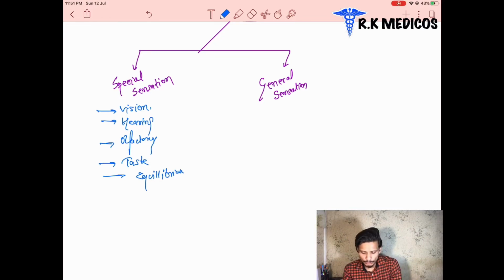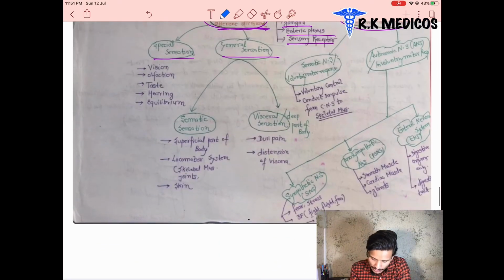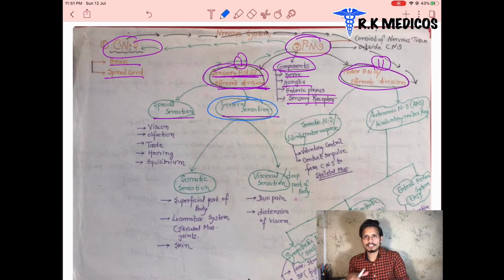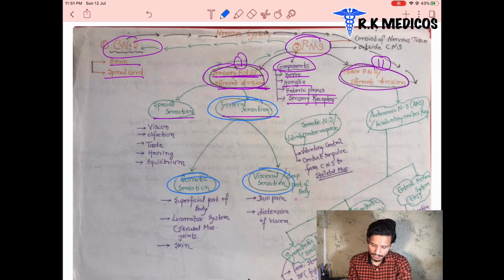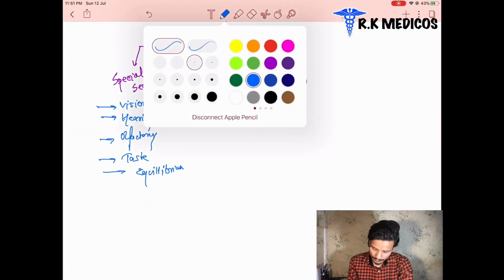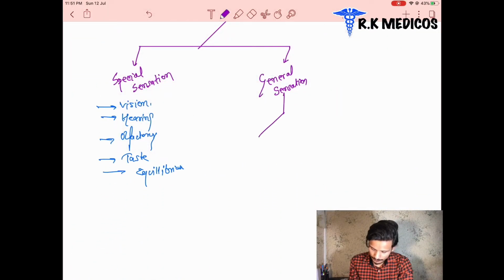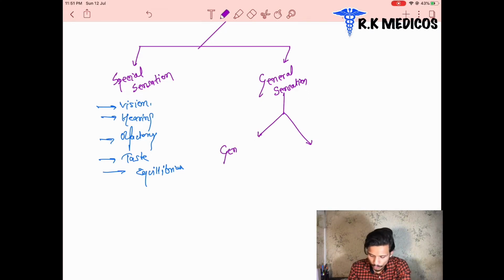Now next we are going to see the general sensation. We come again to our diagram. The general sensations are located generally outside in our body. We can see the somatic sensation and the visceral sensation. These are classified again into two parts: the general sensations are classified into somatic sensation and visceral sensation.